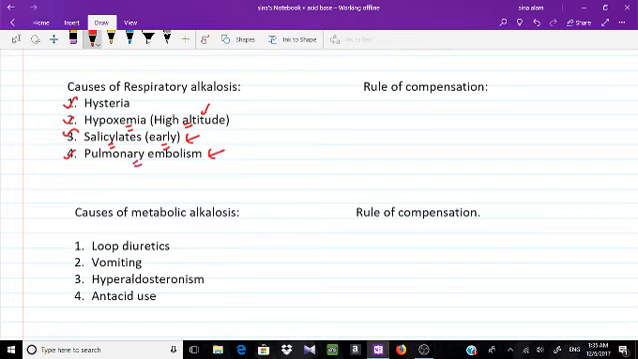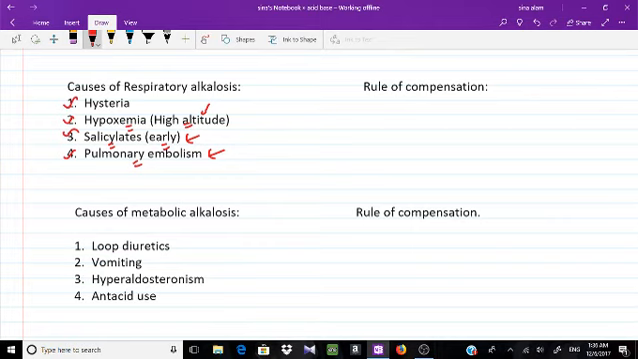Pulmonary embolism, what happens here? It's another story, it's a big story, I'm not going over it. There is VQ mismatch, and there is hyperventilation, and carbon dioxide goes out more readily than you take in oxygen. As there is VQ mismatch, there is dead space formation, and you cannot take the full oxygen in. What is the rule of compensation? Again, you don't need to really memorize it, but if you know it, that's very good.